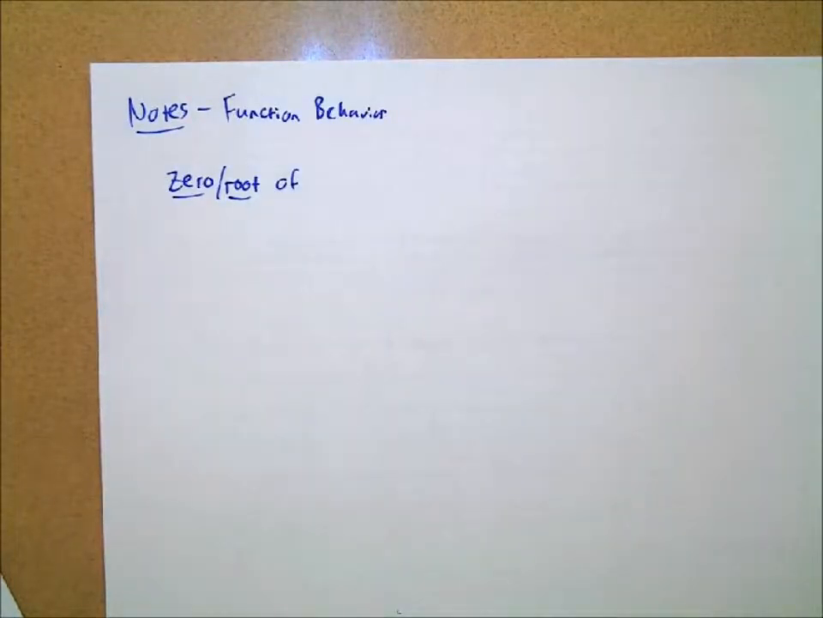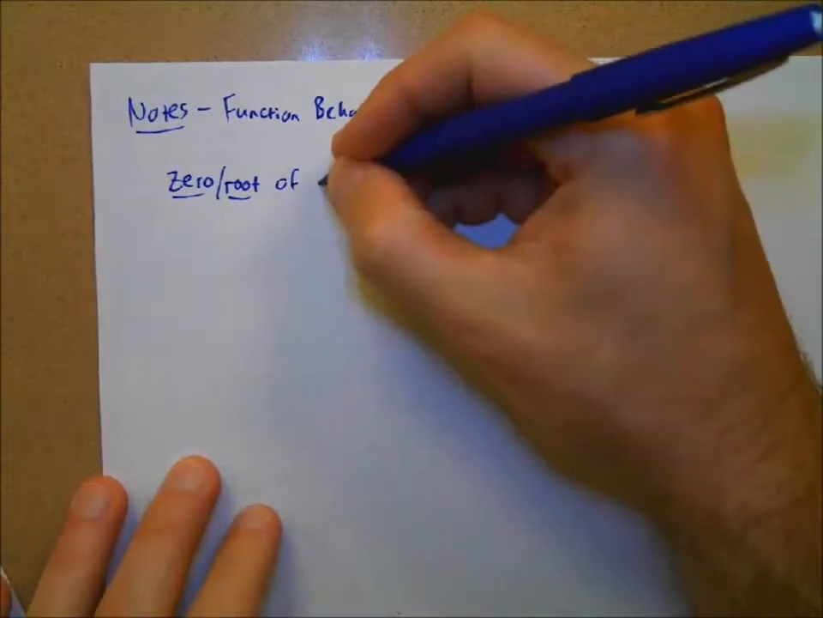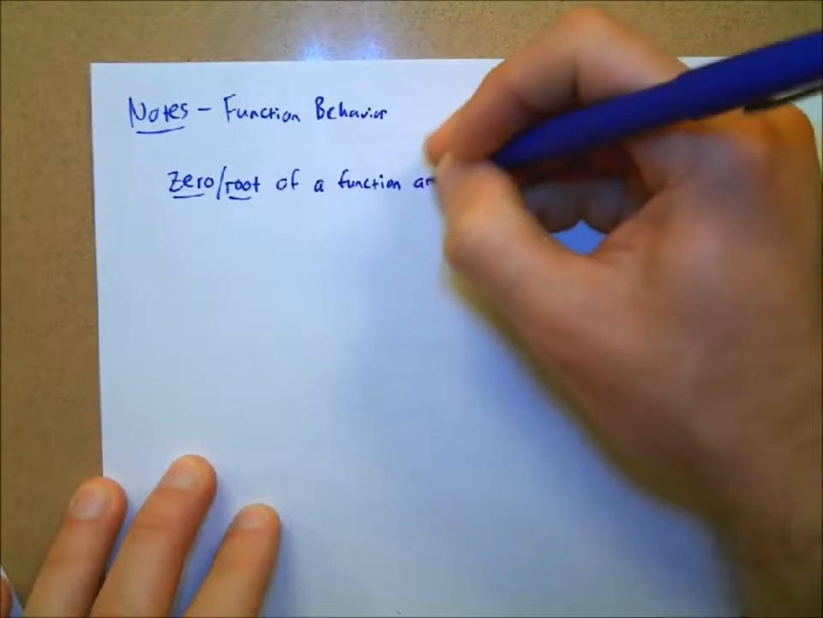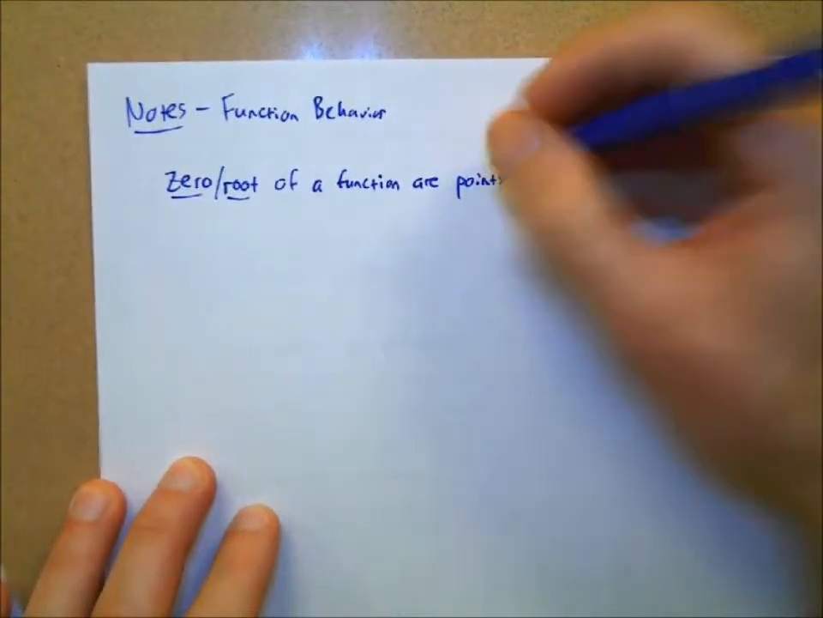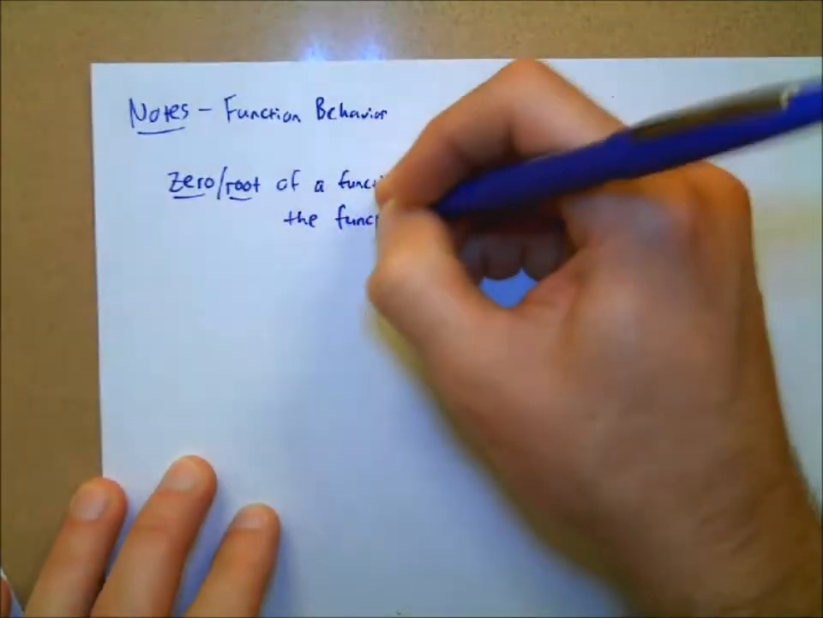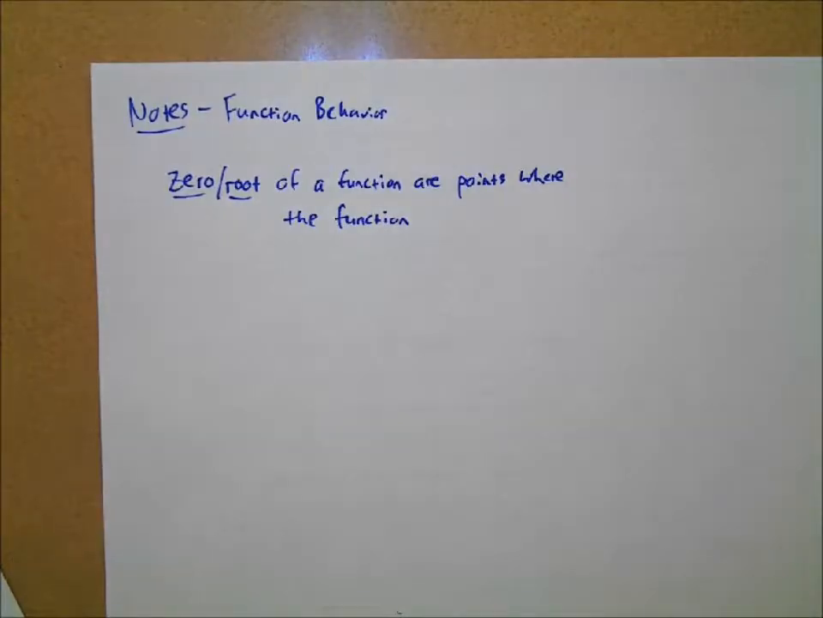Okay, so the zeros or roots of a function are points where the function, what? Think graphically. The zero of a function or the root of a function are points where the function does what? Crosses the axis. And specifically we're going to say crosses the x-axis.